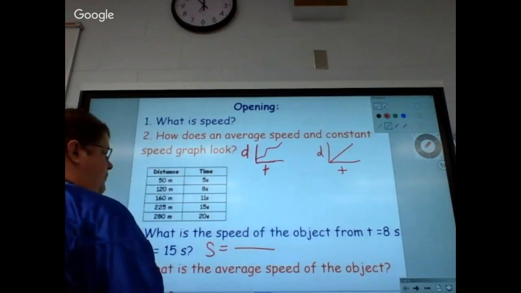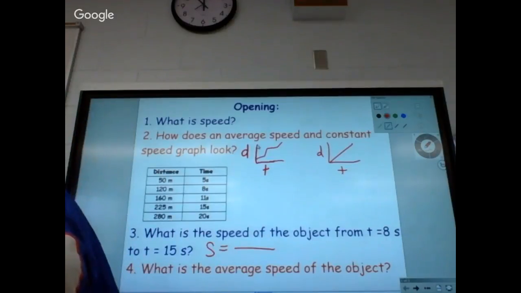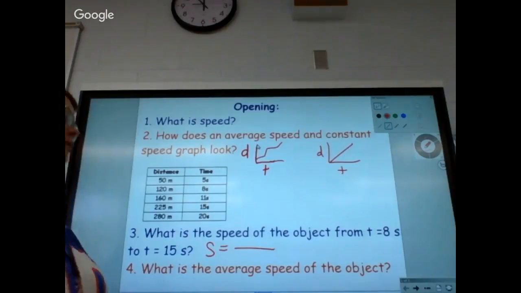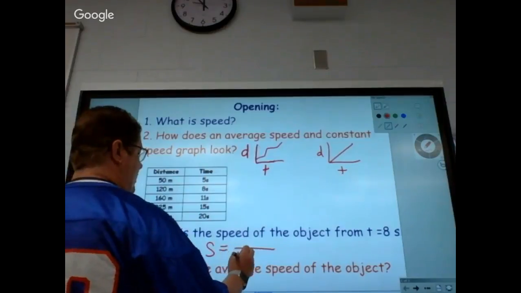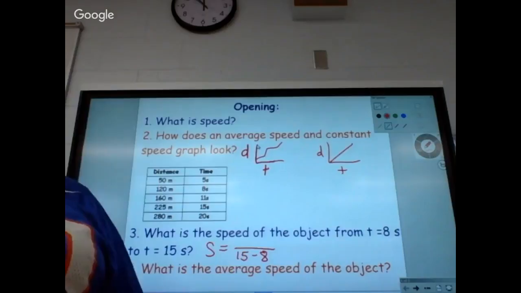So what are we going to do with 15 and 8? They go on top or the bottom? Anna can't answer either now. Somebody else. Where does the times go? The bottom. They go on the bottom. Okay. So 15 minus 8 goes on the bottom. All right. Now, how are we going to get the distances? Who wants to tell me that?